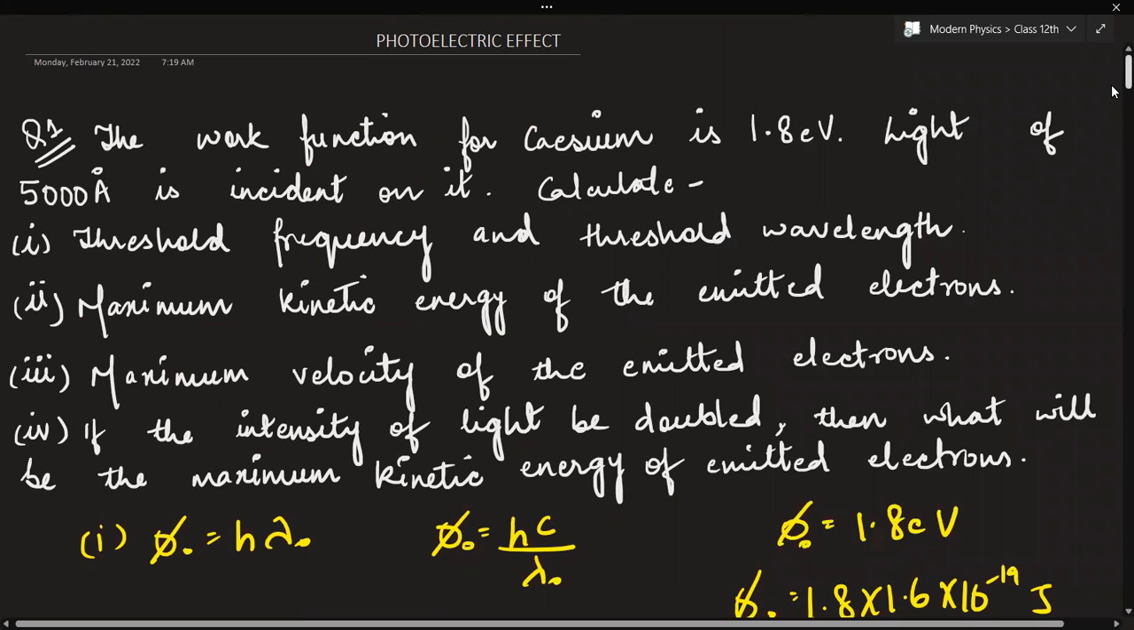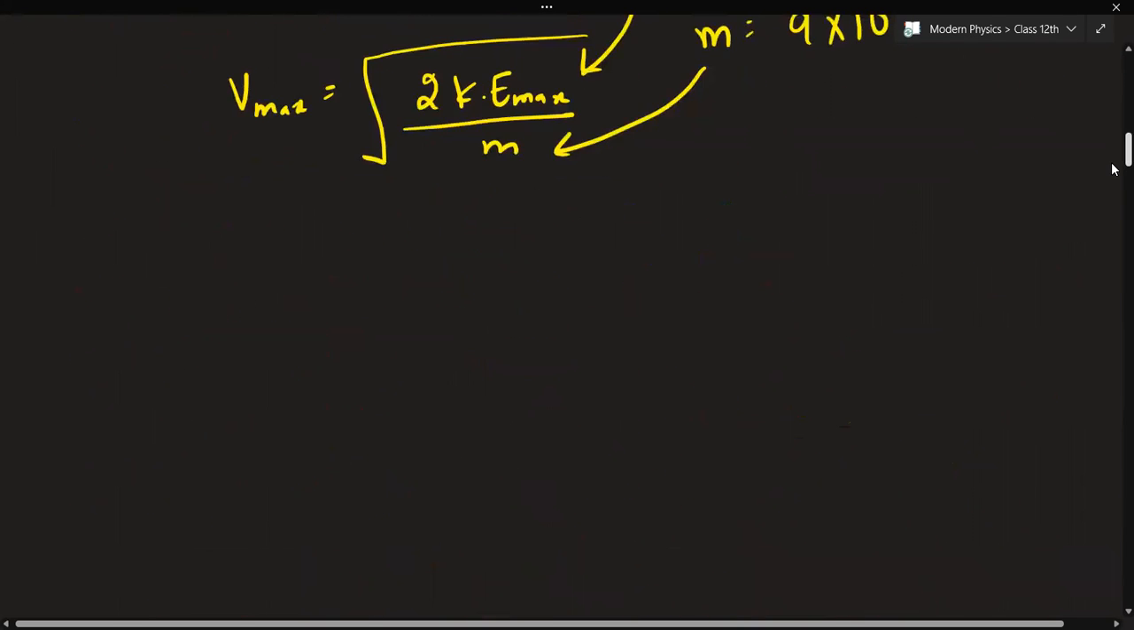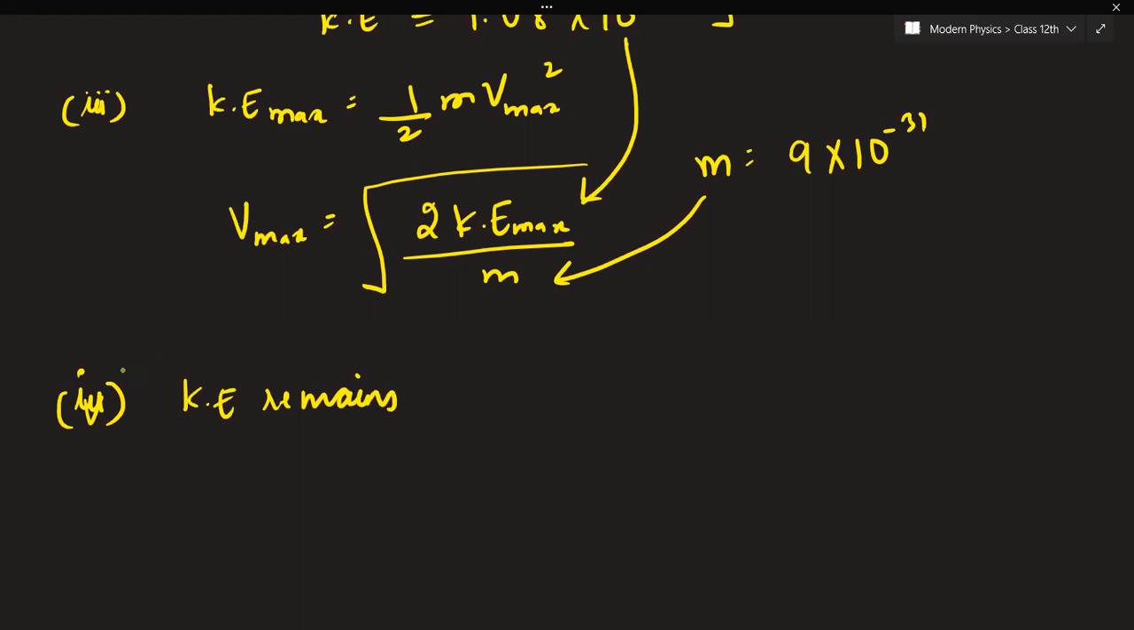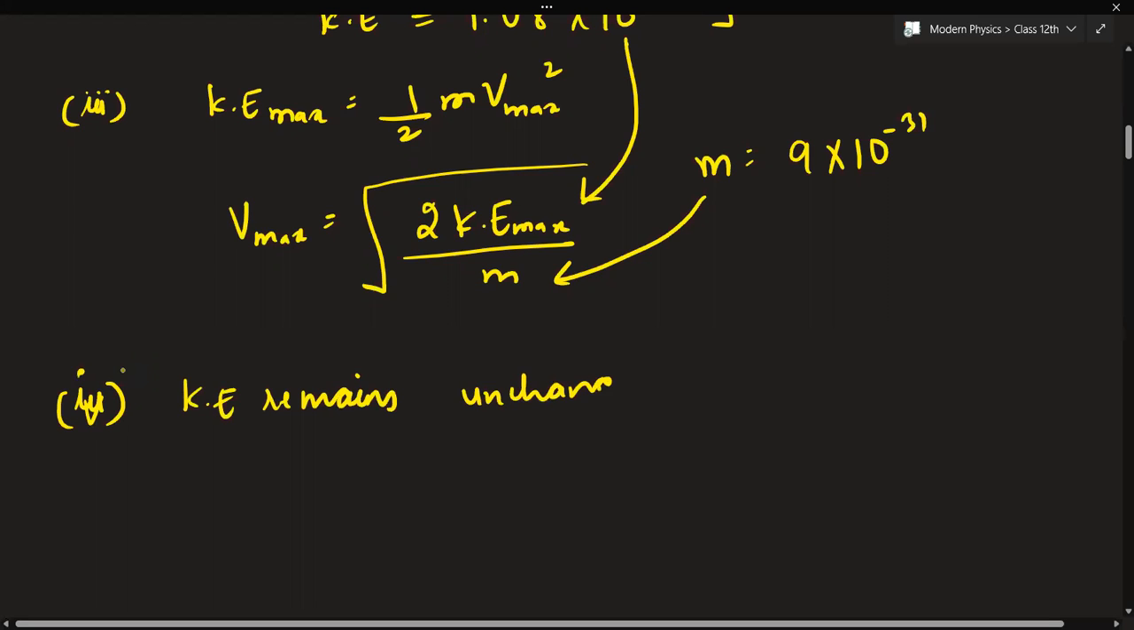This question that we have discussed previously was also a question from your NCERT only, and this question is from a previous year only. If intensity of light is doubled, there will be no effect on kinetic energy. So for the fourth part, kinetic energy remains unchanged. Please pay attention in the class.